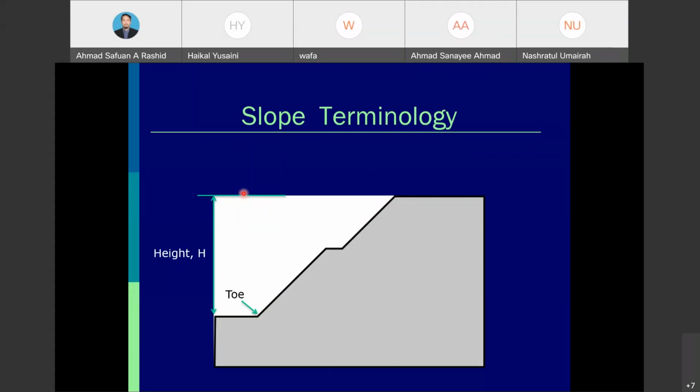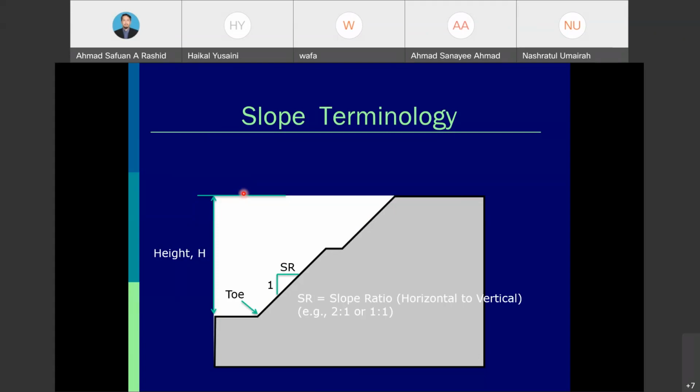Then the slope ratio. A typical slope ratio is 2:1, which is horizontal to vertical, and it's very weird to use 1:1, because 1:1 is 45 degrees.